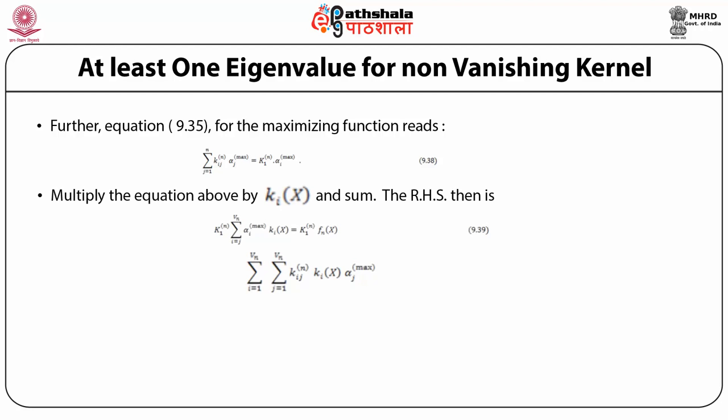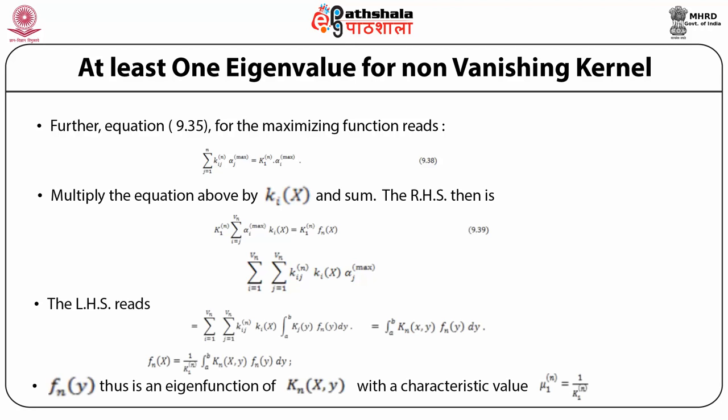Now we multiply this equation by k_i of x and sum. The right hand side is then k_1n times the sum over i of alpha i max k_i(x), which is then equal to k_1n f_n of x, and multiplied by the sum over i and j from 1 to vn of k_ij and k_i(x) alpha j max, which is in turn equal to the sum over i and j from 1 to vn of k_ij of n k_i of x and the integral from a to b of k_j(y) f_n(y) dy, which then becomes nothing but an integral from a to b of k_n(x,y) f_n(y) dy. Hence, f_n of x is 1 upon k_1n times the integral from a to b of k_n(x,y) f_n(y) dy.